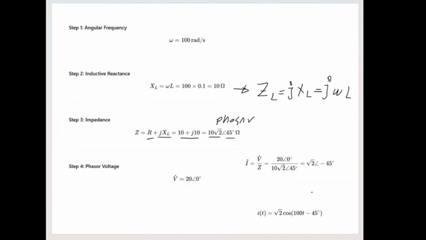And from there, the time domain function would have a magnitude of square root of 2. Obviously, the frequency stays the same. Again, the angular frequency is going to be 100 radians per second. And the phase angle for your current would be minus 45. Okay.